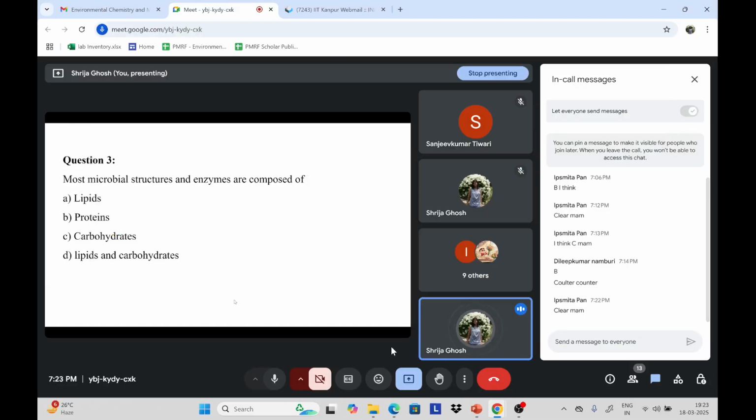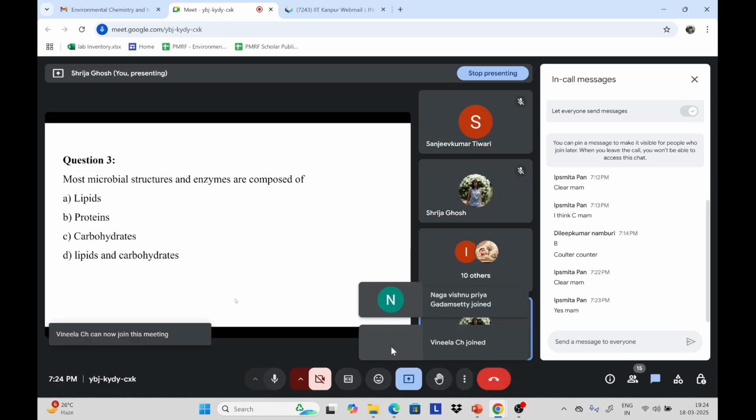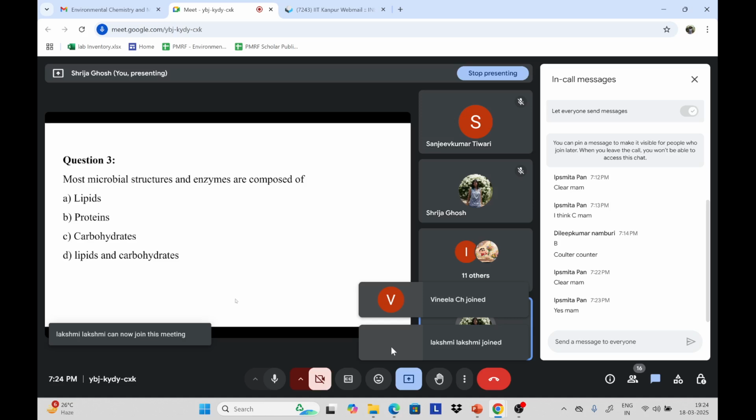Okay, let's move on to the next question then. Question number 3. Most microbial structures and enzymes are composed of option A, lipids; option B, proteins; option C, carbohydrates; and option D, carbohydrates and lipids. Requesting all of you to write the answers in the chat box.